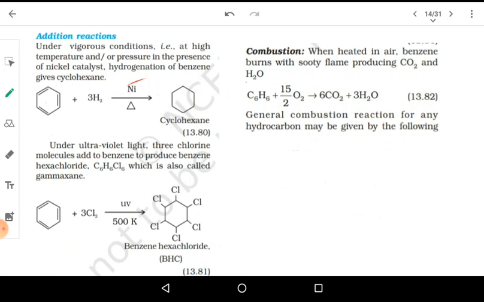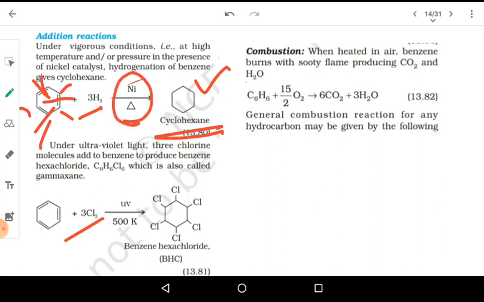Now let us see the second class of reactions, which is known as addition reactions. What are addition reactions? We are adding some reagents, and here we have to study two addition reactions. One is of hydrogen and another is of chlorine. When we add hydrogen to benzene, we will get cyclohexane, because all the double bonds will be broken and hydrogen is added to both sides. We also have to study the catalyst used in the process, which is nickel.